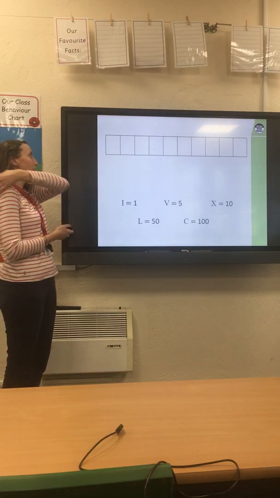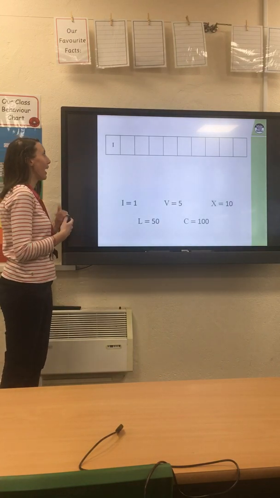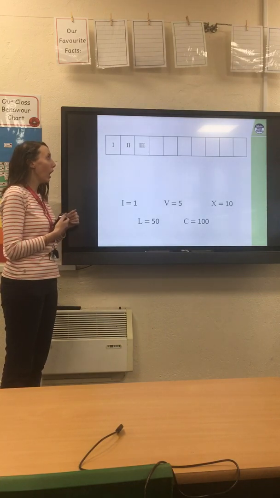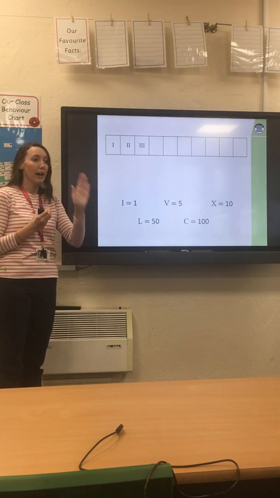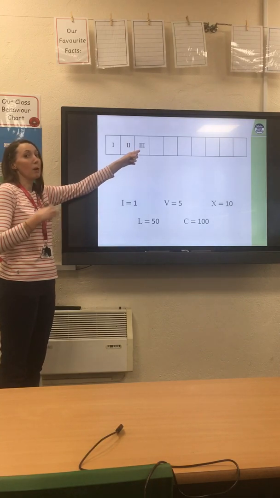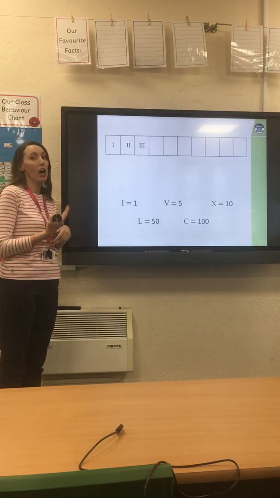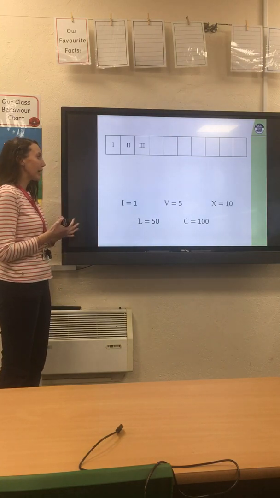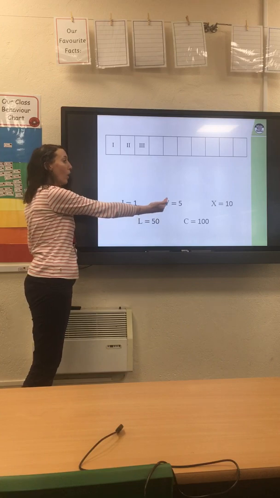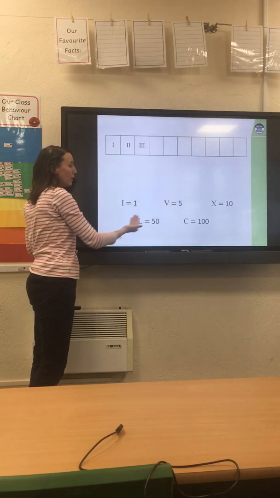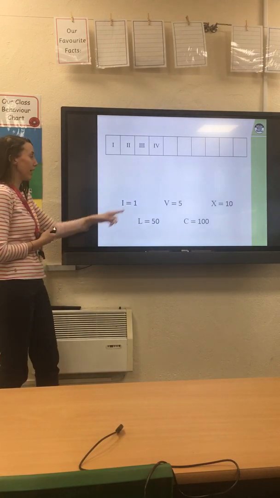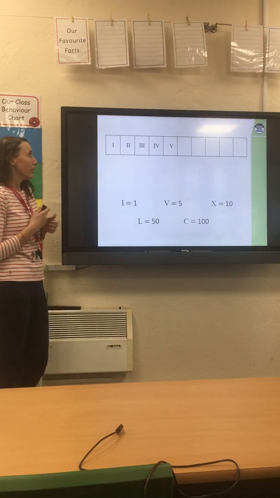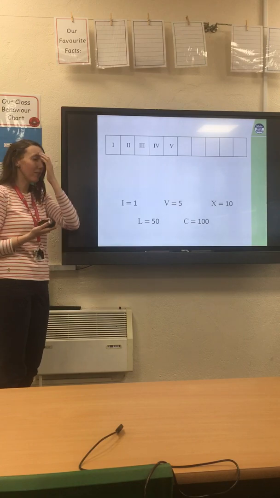So here, I start nice and easily. I have I for 1, II for 2, III for 3. Now I need to stop. I've got 3 of the same. I can't do IIII for number 4, as simple as that would be. So I need to try and think, okay, what's the next symbol up? Well, that's V. And I'm going to have to do IV, because that would be 5 subtract 1. 5, nice and easy, I can just use my V.